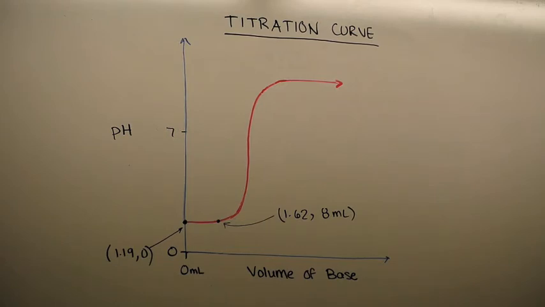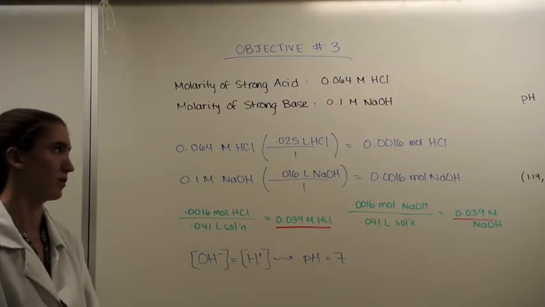At this point in the titration, the pH is still very low, which means it's very acidic because it has not yet reached the equivalence point. Now we'll calculate the pH at the equivalence point.